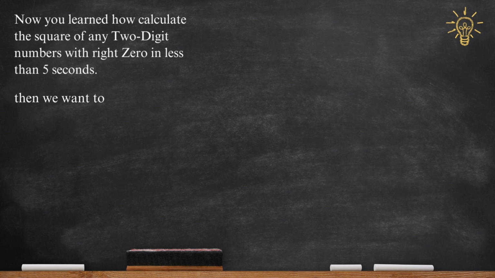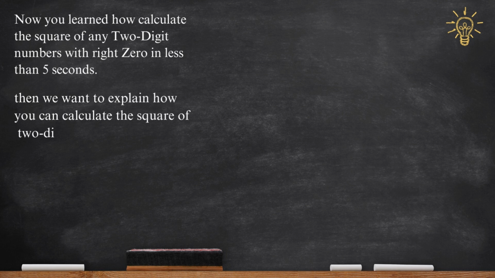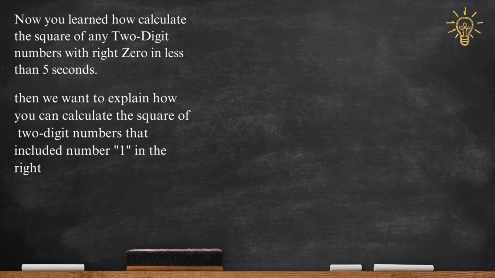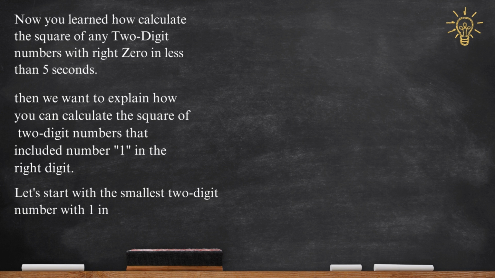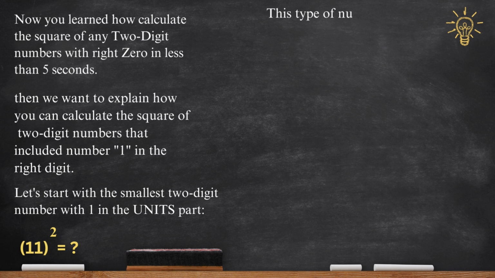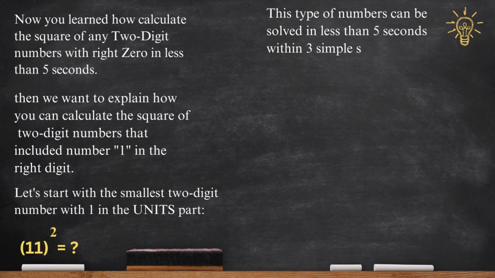Then we want to explain how you can calculate the square of two-digit numbers that include number 1 in the right digit. Let's start with the smallest two-digit number with 1 in the unit part, 11 power 2. This type of numbers can be solved in less than 5 seconds within 3 simple steps.